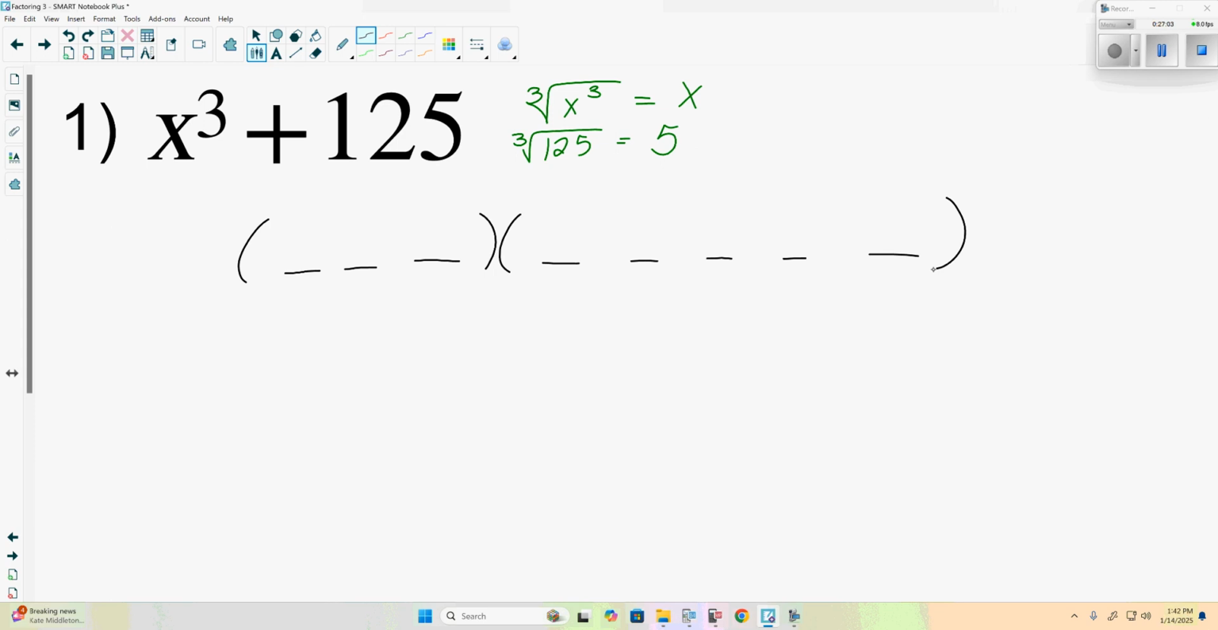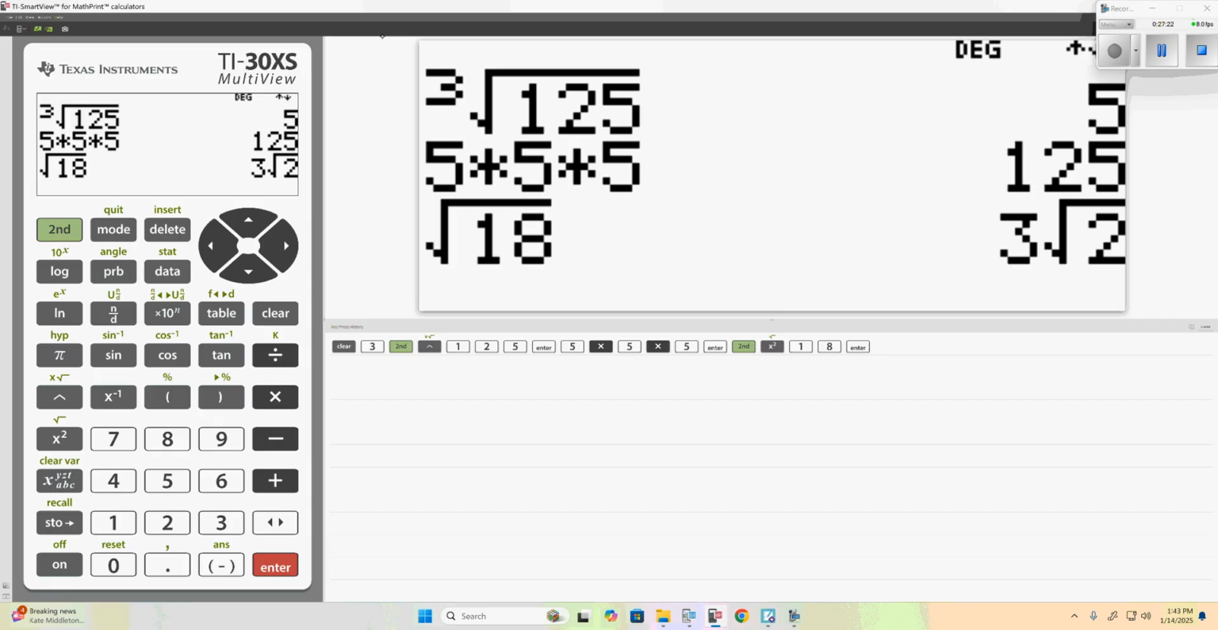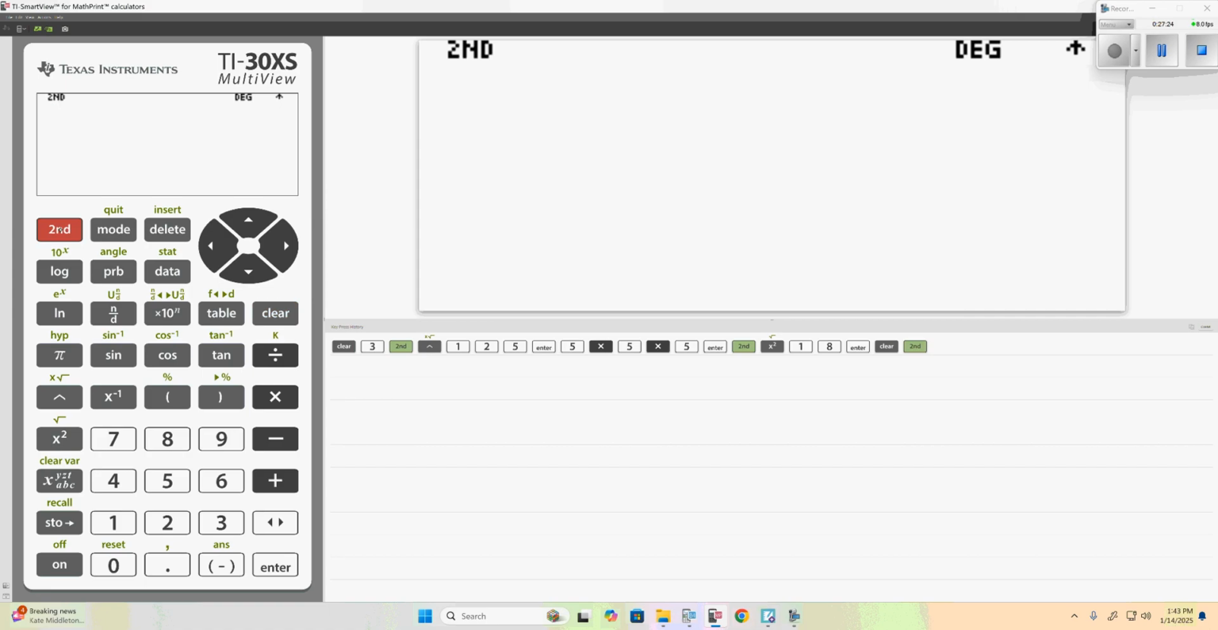How do we get to this point? First thing is determining if it is two cubes. We can take the cube root of each and see if we do have perfect cubes. The cube root of x to the third is just x, because x times itself 3 times is x to the third. The cube root of 125, well, we can actually do this one in the calculator.